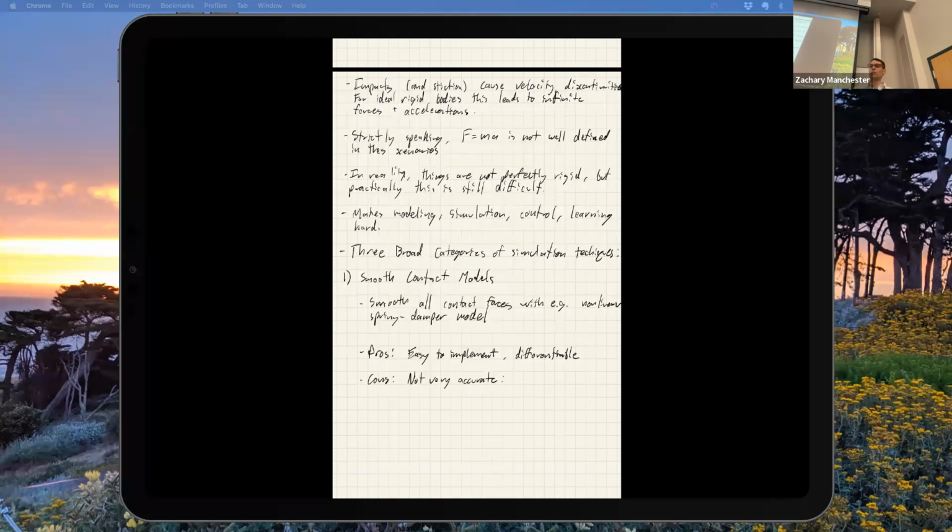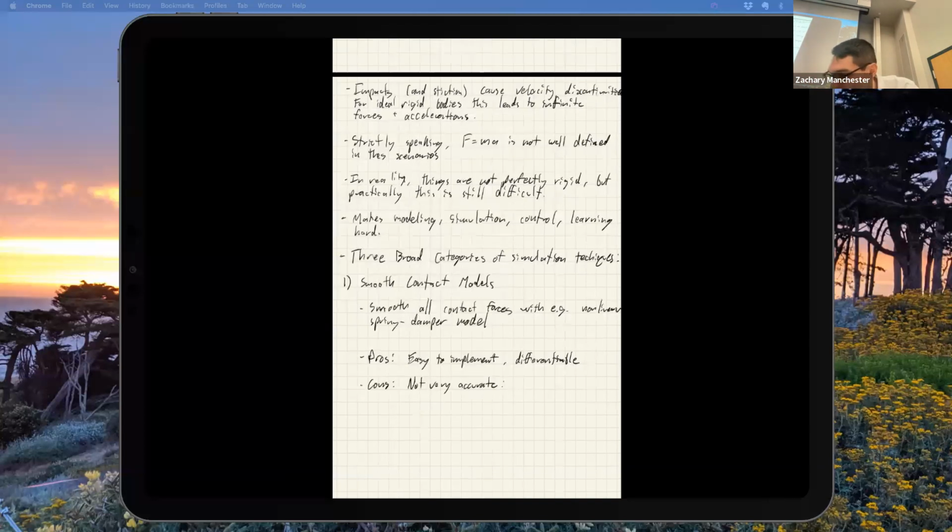And then when you try to simulate stick-slip behavior with friction, it turns out with a smooth model, you can't actually ever get real stiction. So if you have an object sitting on a ramp, it'll always creep. It'll always slide a little bit. You'll never actually get sticking friction. So we call that creep.